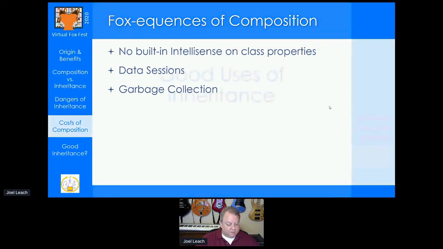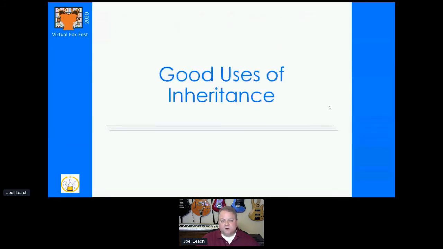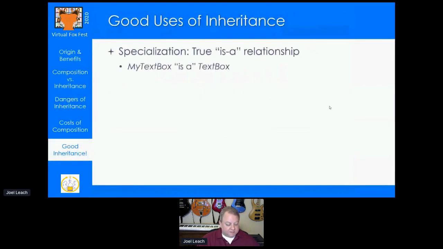So based on what we have learned, are there good uses of inheritance? Maybe even cases where you should use inheritance. I believe the answer is yes. And this is basically a review of some things we've already talked about. Inheritance is appropriate when there truly is an is-a relationship between a parent class and a subclass. In other words, that subclass is a specialized version of the parent class.